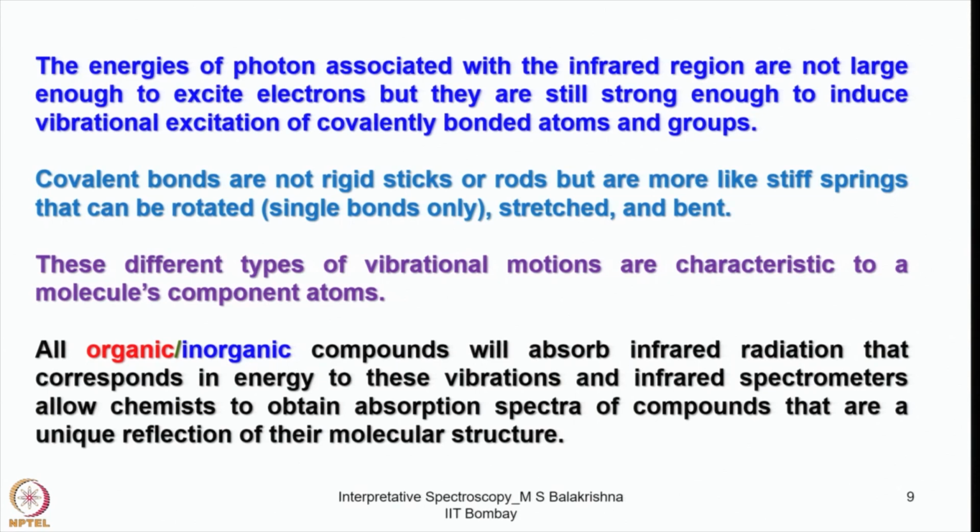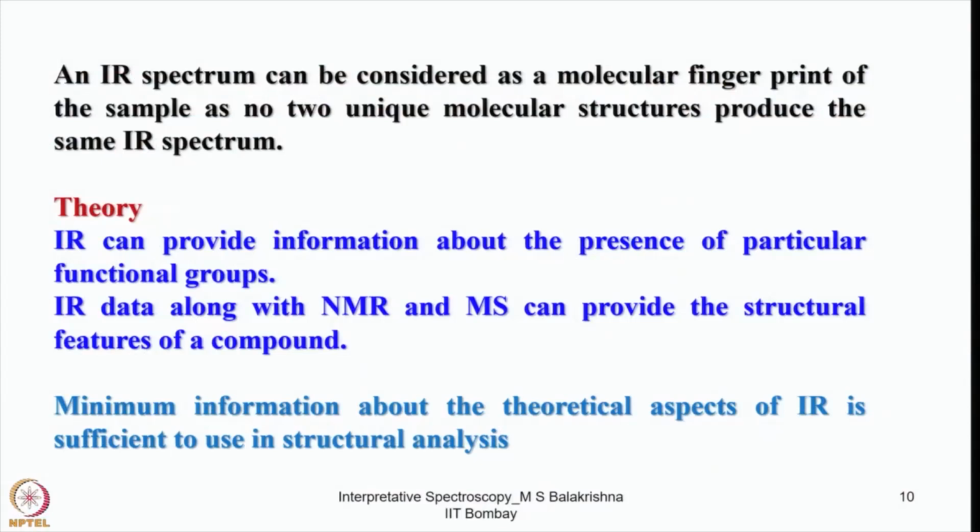All organic and inorganic compounds will absorb infrared radiation that corresponds in energy to these vibrations, and infrared spectrometers allow chemists to obtain absorption spectra of compounds that are a unique reflection of their molecular structure. That means an IR spectrum can be considered a molecular fingerprint of the sample, as no two unique molecular structures produce the same IR spectrum. This is very, very important.